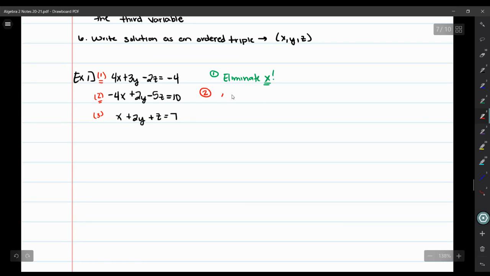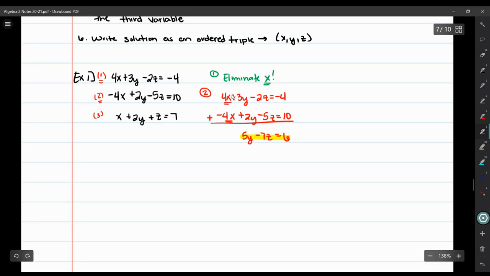So I'm going to use the first equation, 4x plus 3y minus 2z equals negative 4. And the second equation, negative 4x plus 2y minus 5z equaling 10. I chose these because these x values will already add to 0. I don't have to do anything to these equations. So we're going to add these together. So 4x and negative 4x will make a 0x. 3y and 2y will make a 5y. And then negative 2z and negative 5z will make negative 7z. Negative 4 plus 10 makes positive 6. So we're going to hang on to this guy until later.